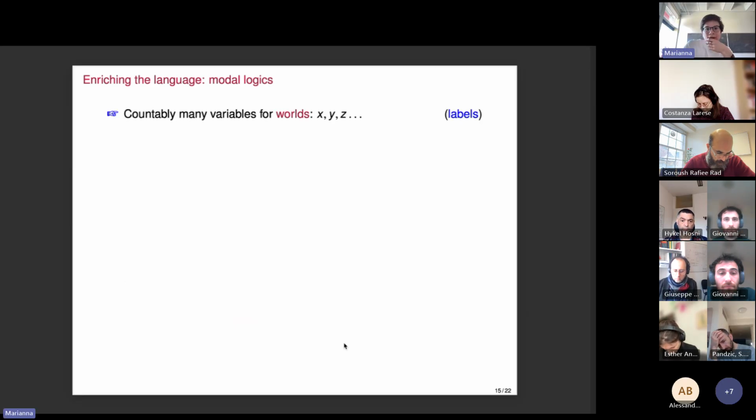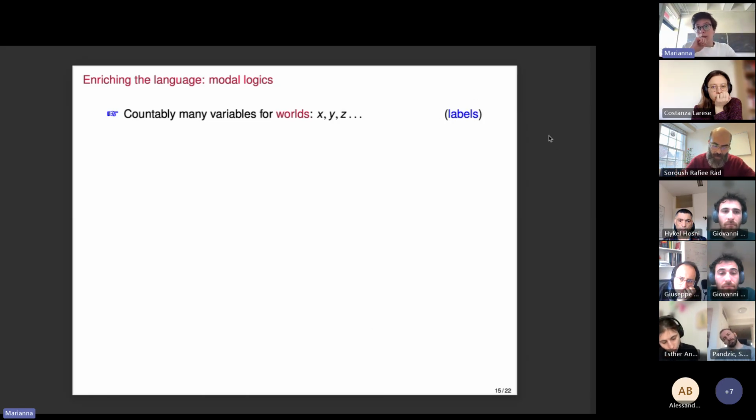So, labeled calculi for modal logic. The idea is we enrich the language, and what we're going to do is first add a list of countably many variables for worlds, x, y, z. These are what we call the labels, and intuitively they represent worlds of a Kripke model. So we enrich the language with some syntactic information, labels, that represent some semantic information. There is a very clear link between what happens in the semantics and what happens in the rules of the calculus.